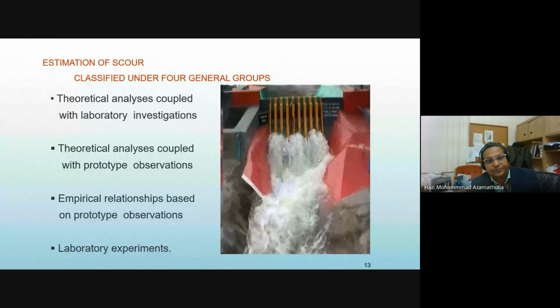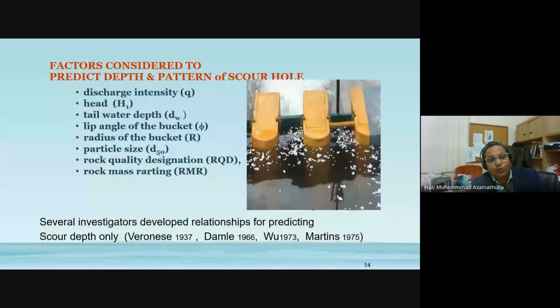Okay, next slide please. At that time two researchers, yeah, here. So the factors that can predict the depth and pattern of the scour hole: first is discharge intensity. This is the upstream level of another dam, Parvati Dam spillway, which I considered for my PhD also at that time. And head, I showed you just now. Several people consider the head as the difference between the upstream level and the tailwater depth, but some other researchers I will show you. Then tailwater depth is very important. These are all factors that no one considered.